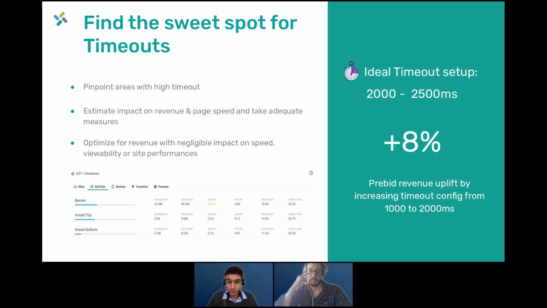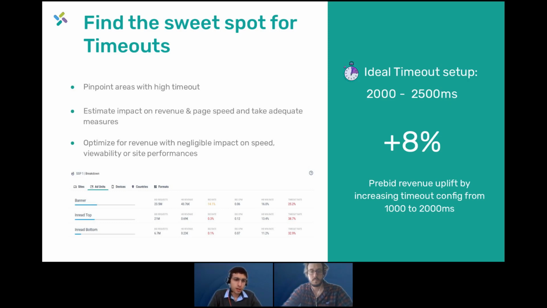For example, if you have a timeout that's at 10%, compared to a timeout at 20%, the timeout at 20% will be more than twice as damaging as the timeout at 10%, which is why it's excessively important to be able to spot if you have a problem with timeouts.